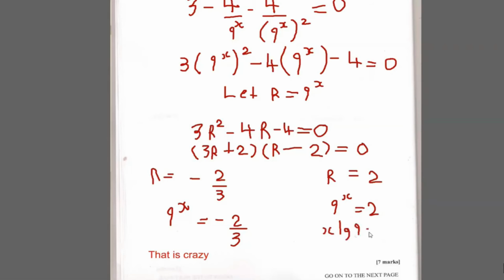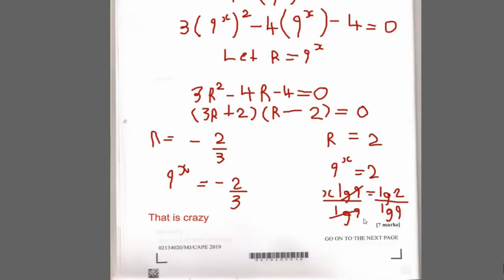And then we divide both sides by log 9. That will give us x. So log 9 over log 9 cancel. So x is log 2 over log 9. Since x is log 2 over log 9, we're good. So we get x equal log 2 over log 9. Log 2 divided by log 9, that's 0.135.